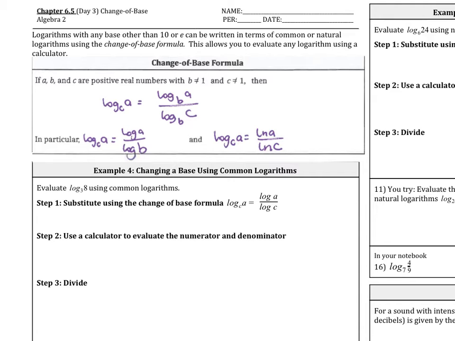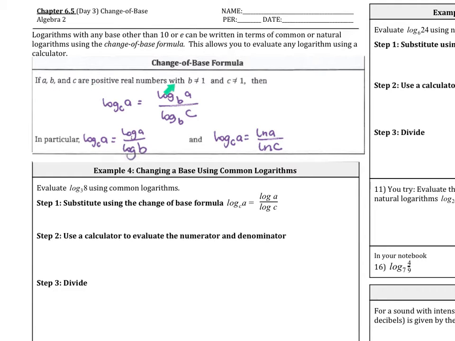Chapter 6.5, Day 3, we're taking a look at the change of base formula. Logarithms with any base other than 10 or e can be written in terms of common or natural logarithms using the change of base formula. What this allows us to do is to evaluate any log using a calculator. So here's the change of base formula.